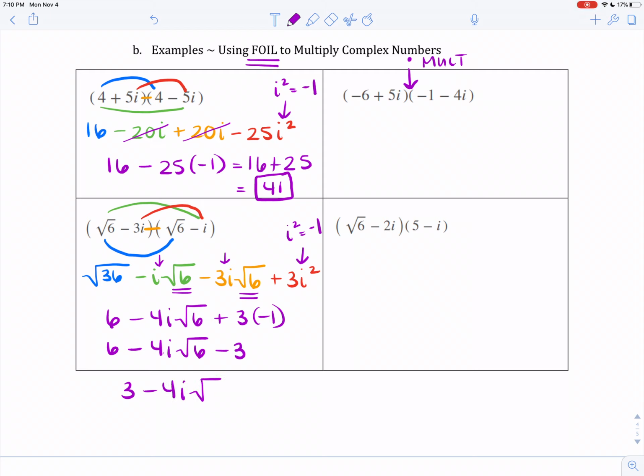And then our imaginary part is this minus 4i times the square root of 6. All right, so again, each one's going to be the same thing. Use the FOIL method. Replace the i squared with negative 1, and then it will just be a matter of making sure that you simplify correctly. Combine your like terms, right? Combine common radicals if you have them. Simplify your square roots if you can to make sure that you simplify as much as possible.